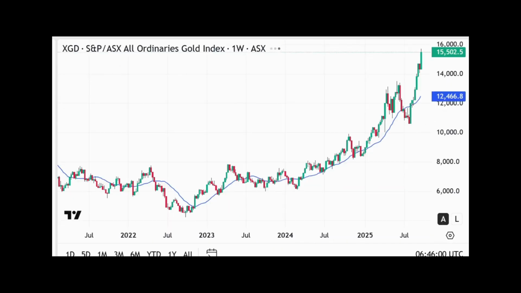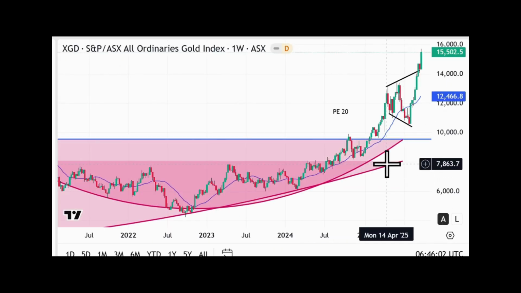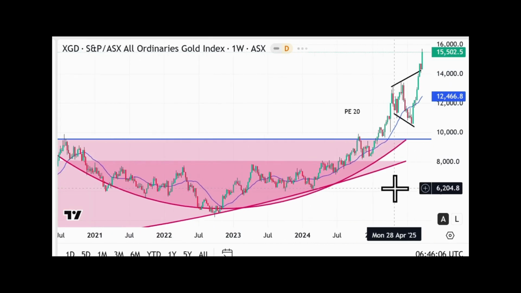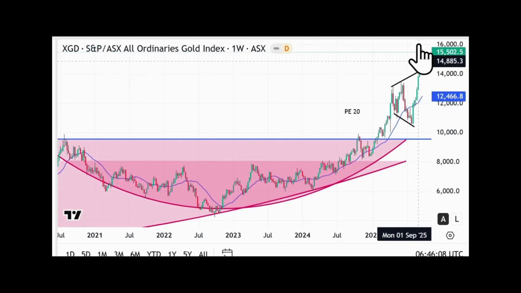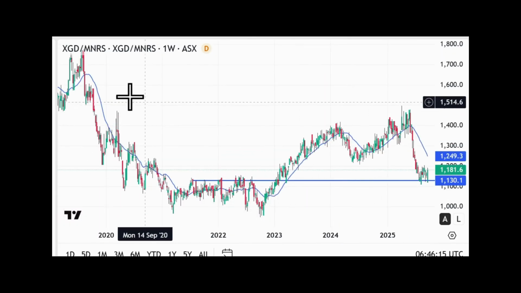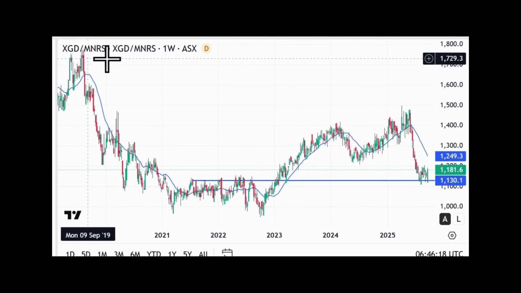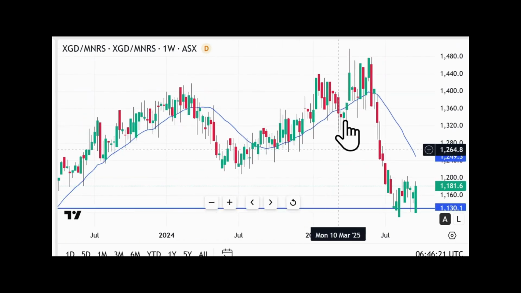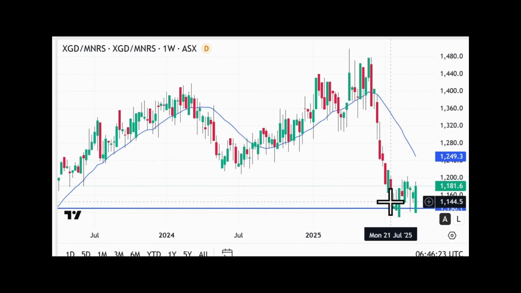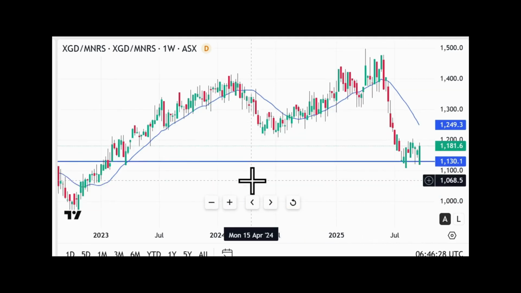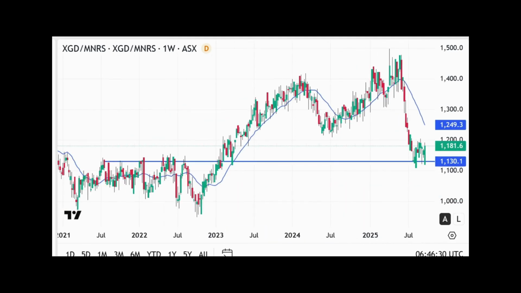Okay, on to Australia. So this is the XGD, that's the All Ordinaries Gold Index. So great finish to the week, very strong. One more ratio for you. XGD, so Aussie gold miners over the global gold miners. The global gold miners had been outperforming. It looks like the Aussie boys are building a bit of a base to start outperforming.